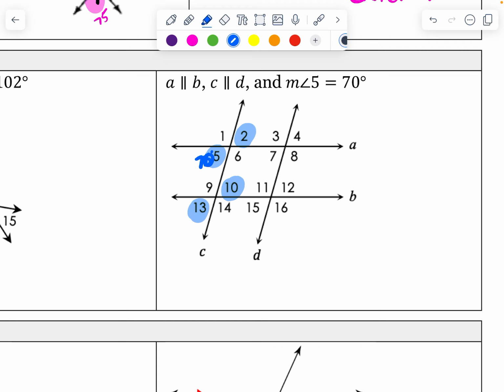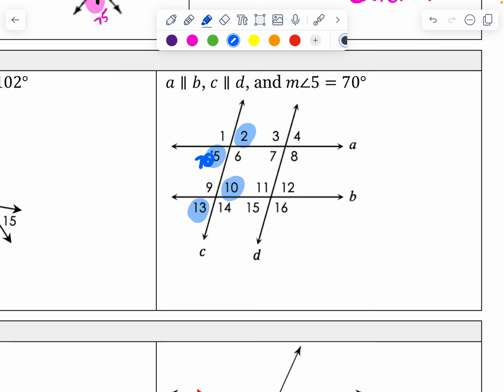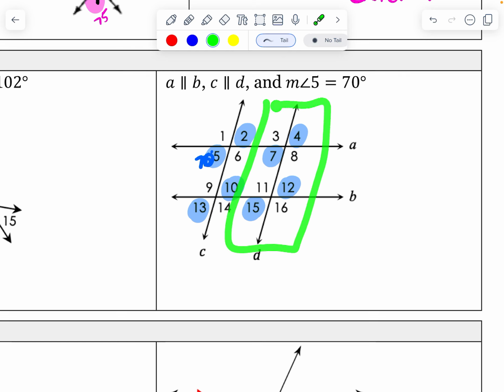Now, we have 2 sets of parallel lines here. So when I look at the top, those are still parallel lines cut by a transversal. So again, I have more corresponding and vertical angles. So let's see, 4 corresponds with 2, 7 corresponds with 5. And similarly, 12 and 15 will also be 70 degrees, because I have parallel lines crossed by a transversal.